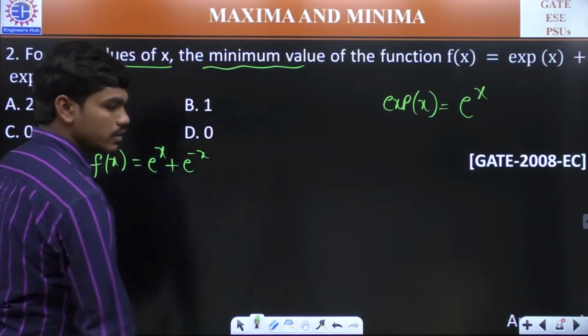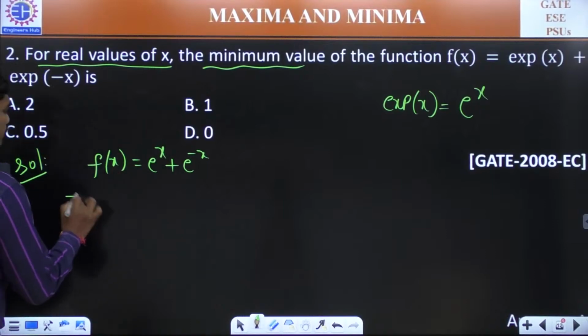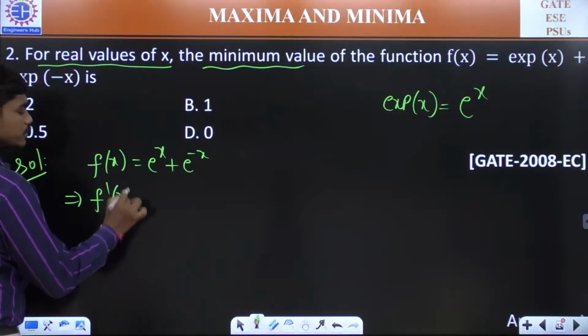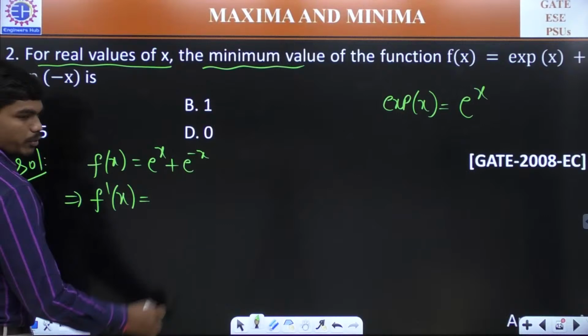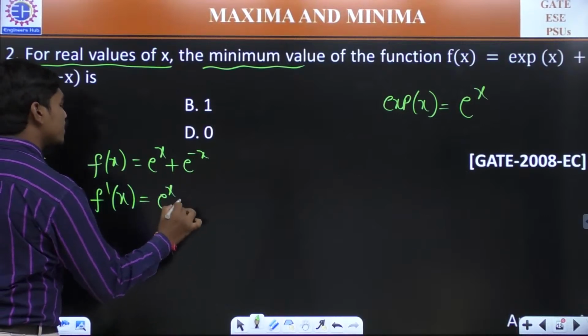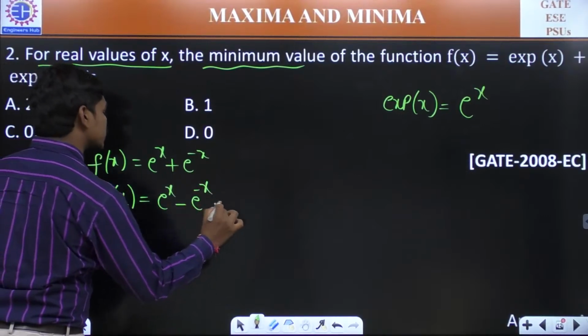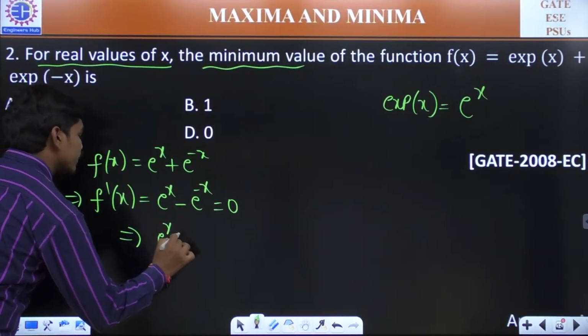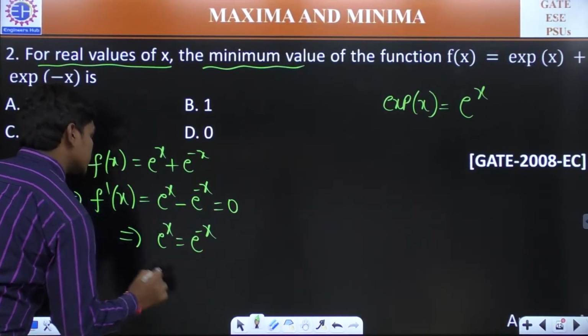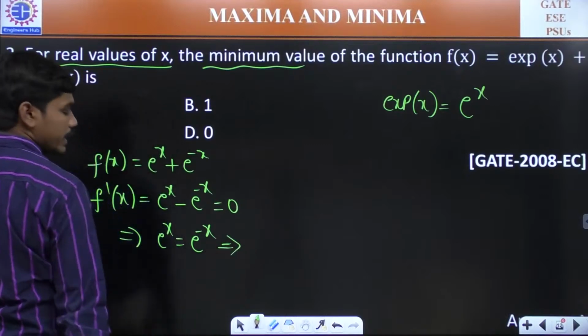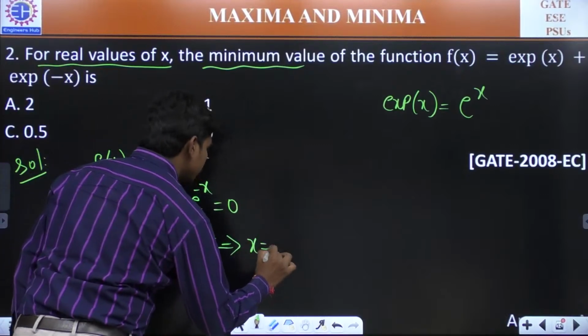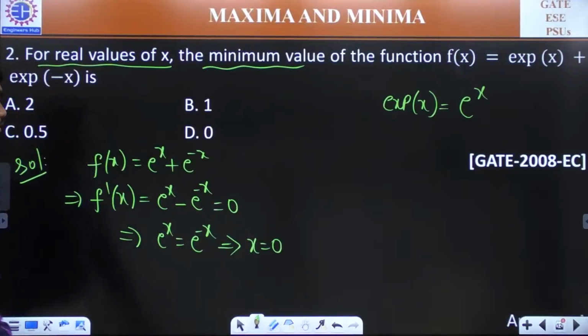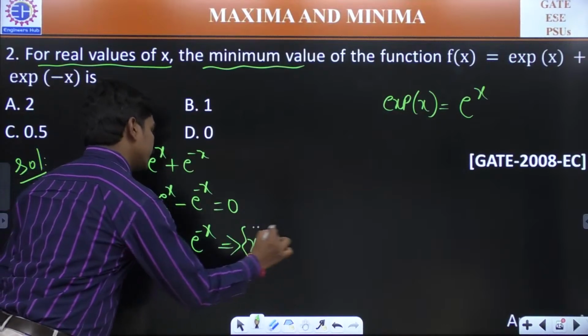Okay, so let us see. Okay, Umesh, good. So what's the procedure? First of all, if you want to calculate minimum or maximum, you need to find the stationary point. So let us find the stationary point. e power x minus e power minus x is equal to 0. This implies e power x is equal to e power minus x, and this implies that x should be 0 undoubtedly. Correct? This is the only stationary point which we are getting.